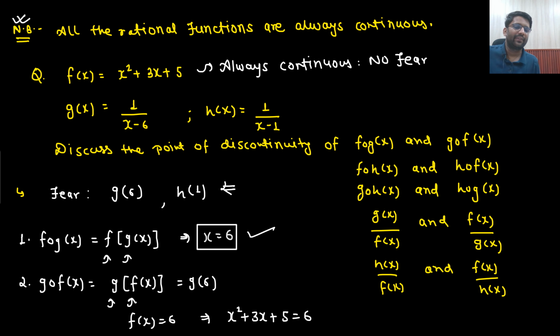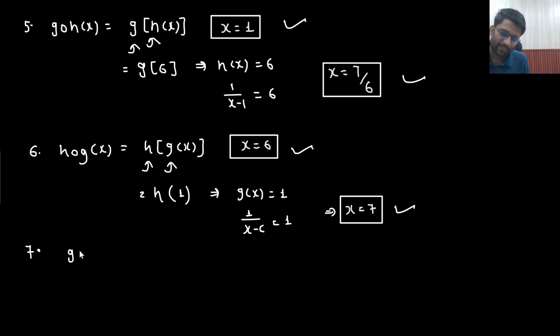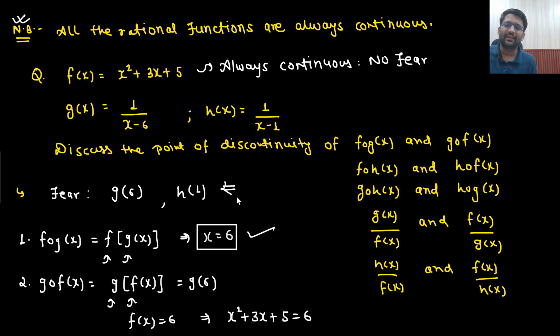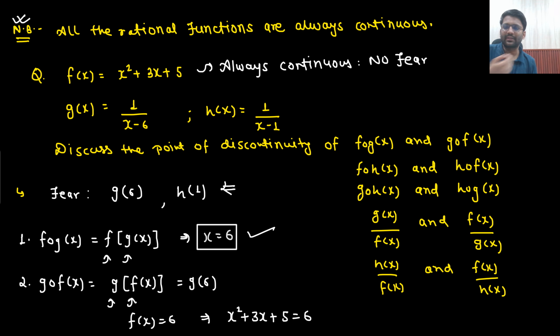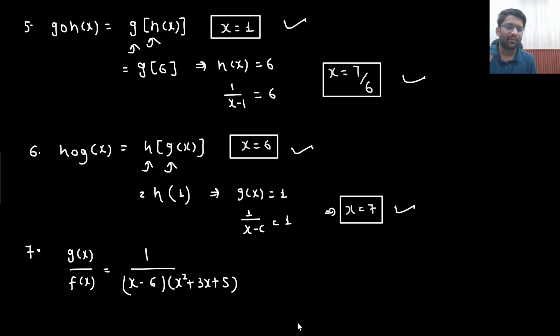Let's talk about gx by fx. So what is gx? Gx is nothing but 1 upon x minus 3. And what is fx? x square plus 3x plus 5. Okay, so here gx is 1 upon x minus 6 and fx is x square plus 3x plus 5, right? So now here who will be the concern?